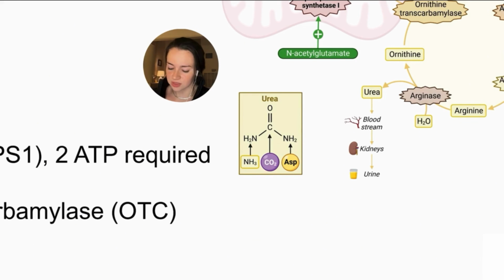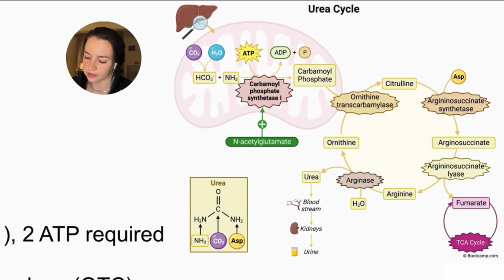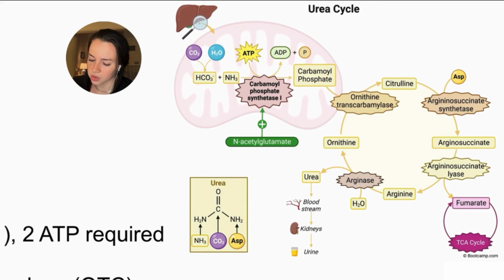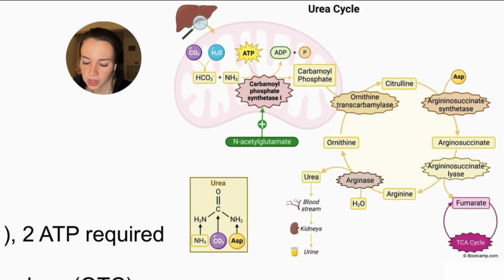We talked about this in the last video, right? This is the ammonia that we brought to the liver either via the alanine cycle or the glutamine cycle, and now you can see it packaged up into urea. So urea is made up of a CO2, an ammonia from glutamine or the alanine cycle, and another ammonia from aspartate. So here's our diagram of the urea cycle, primarily, like we said, in the liver, although there is some activity in the kidneys. And here we have the mitochondria. You can see some steps of the urea cycle happen in the mitochondria, and the rest are going to happen in the cytoplasm. Let's start by taking a look at our mitochondrial steps.